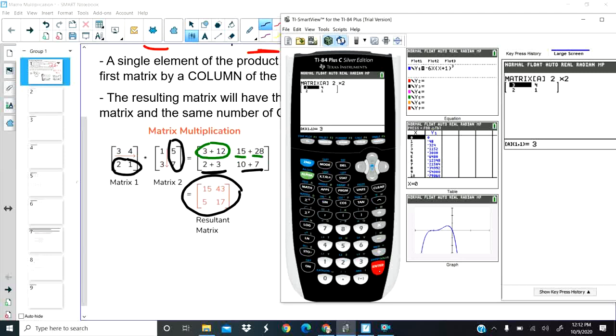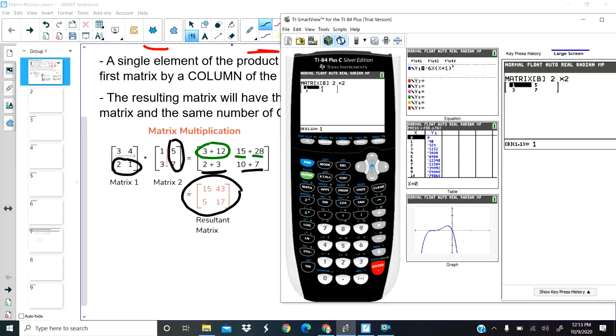Now I need to enter matrix B, so I'm going to go to second inverse again, and I'm going to come over to edit, scroll down to matrix B, and press enter. This one also has 2 rows and 2 columns, and now I just need to enter each of my numbers. So I have 1, 5, 3, and 7. And then now all I need to do is actually perform the multiplication.